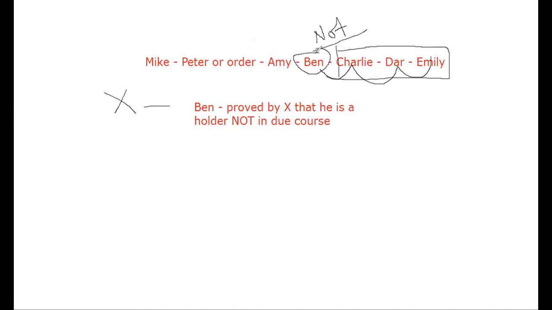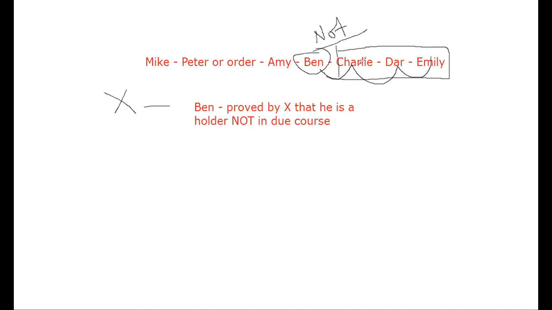How about Ami and Peter? Prior parties to Ben. Are they required to adduce evidence that they were also holders in due course? The answer is no. Prior parties will still continue to enjoy the presumption of being a holder in due course. Yung mga subsequent parties lang ang hindi na mag-enjoy ng presumption.